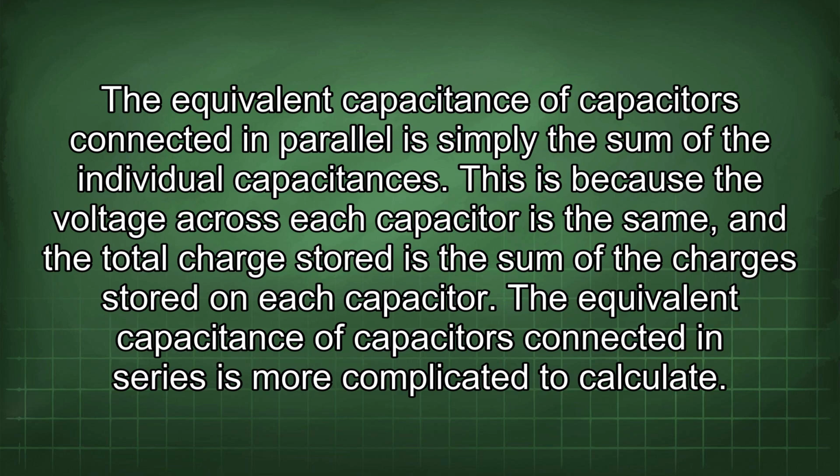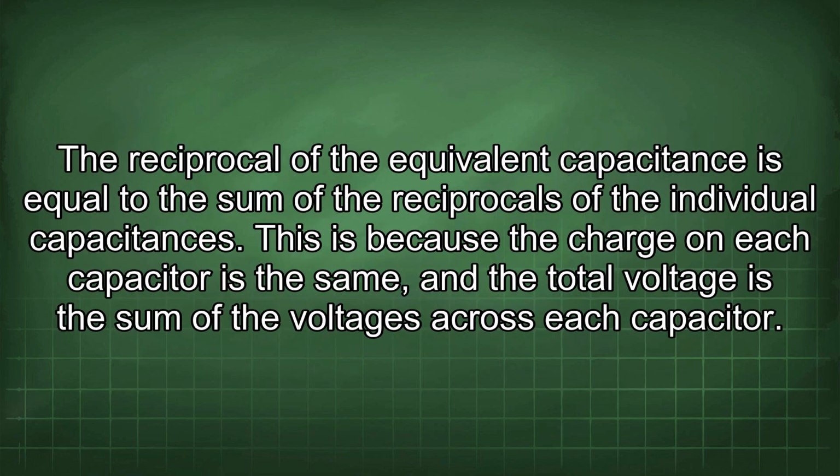The equivalent capacitance of capacitors connected in parallel is simply the sum of the individual capacitances. This is because the voltage across each capacitor is the same and the total charge stored is the sum of the charges stored on each capacitor. The equivalent capacitance of capacitors connected in series is more complicated to calculate. The reciprocal of the equivalent capacitance is equal to the sum of the reciprocals of the individual capacitances. This is because the charge on each capacitor is the same and the total voltage is the sum of the voltages across each capacitor.